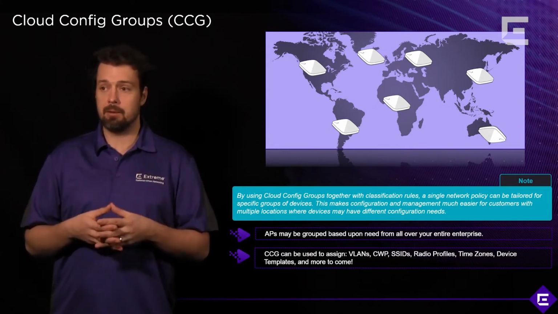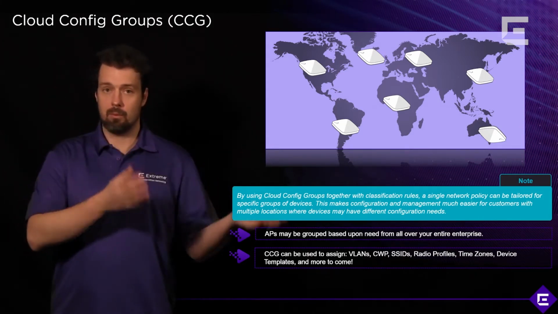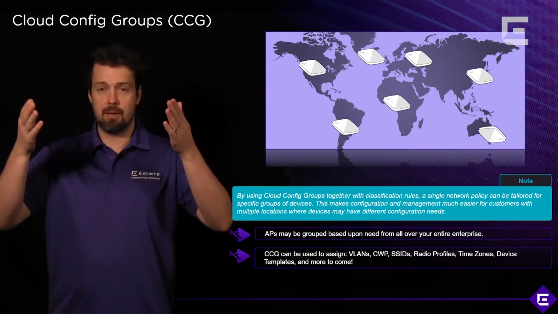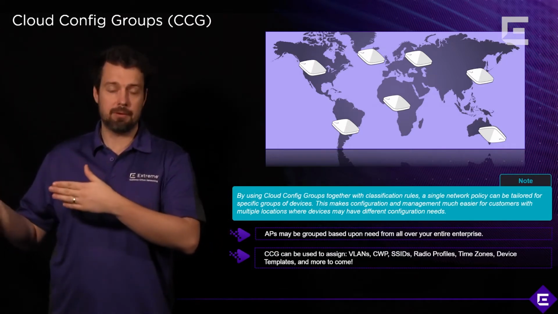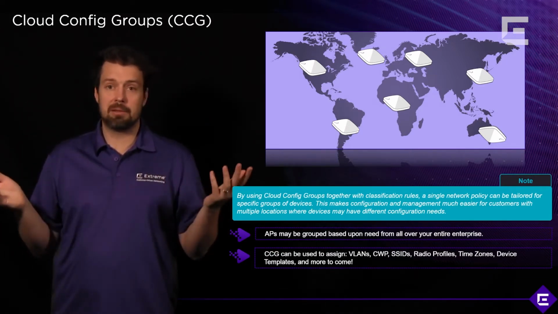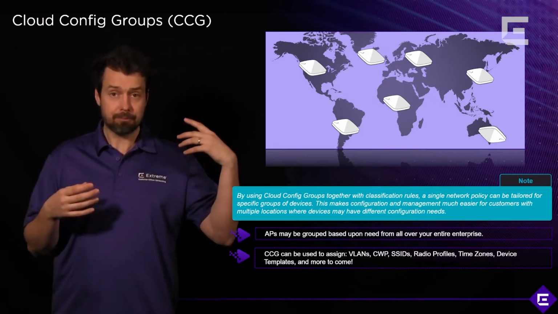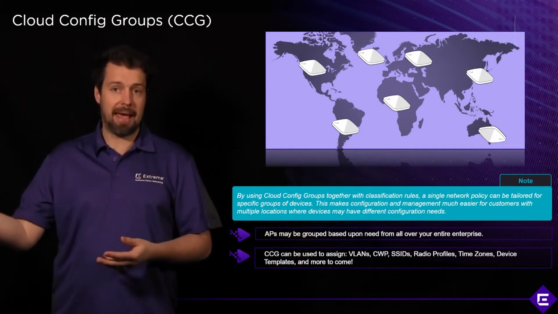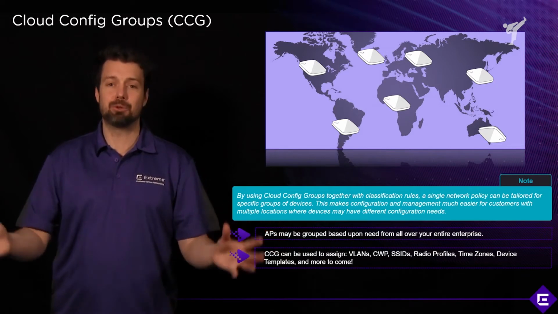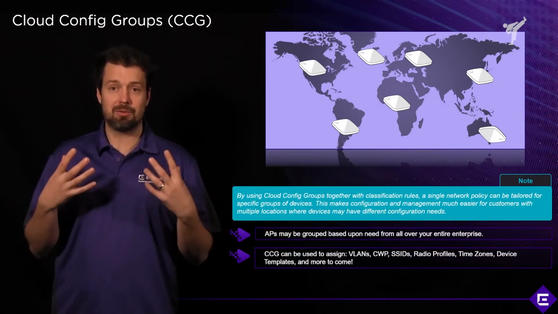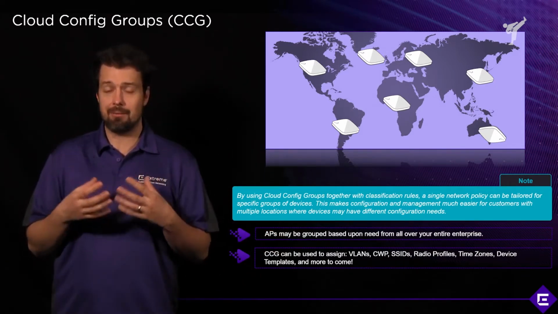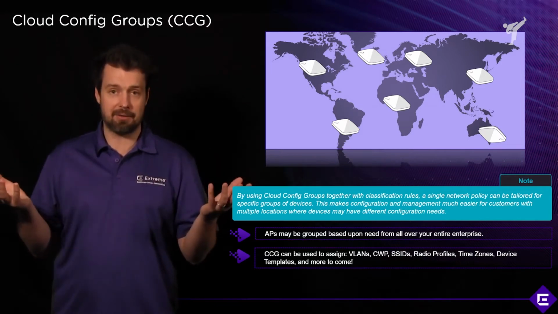Those tags could mean type of deployment, warehouse versus shop versus office. Or it could mean something completely different, like good location, bad location. So it's completely up to you how you define what those cloud config groups mean to you. And really, at the end of the day, they're just tags.